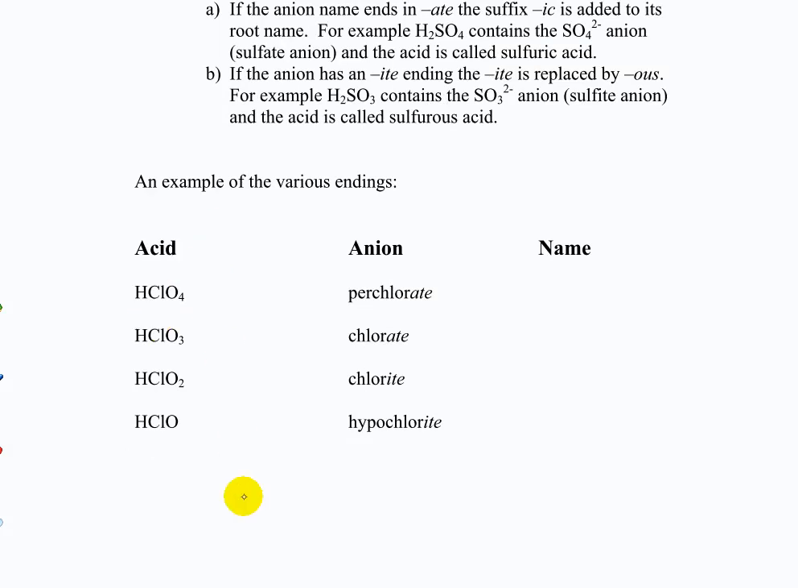Here are a series of acids based on the chlorine oxide anions. So you have a perchlorate anion, and then this acid becomes perchloric acid, a really unpleasant acid that can explode. If you have chlorate anion, that becomes chloric acid.